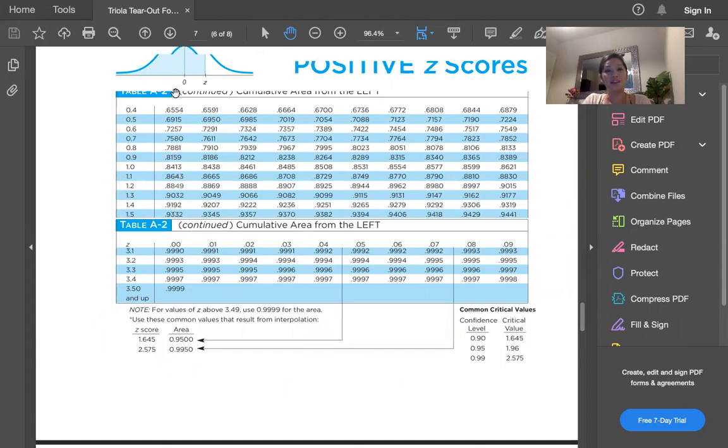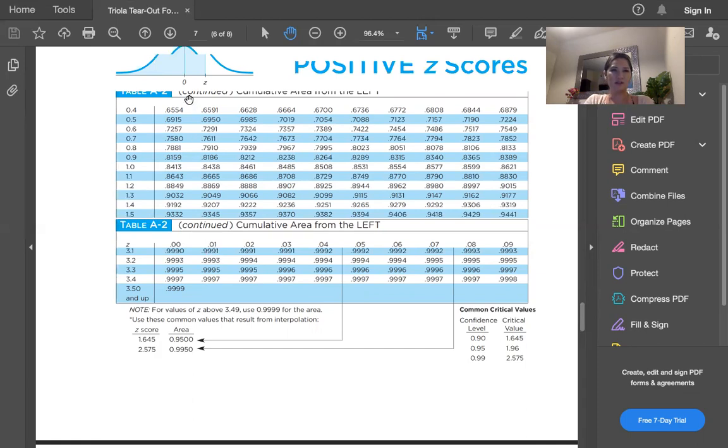Then the area to the left is 50%, which makes sense because the mean is 0. So the mean and the median happen to be 0. So 50% of z-scores lie below that mean, which is equal to 0, and then the other 50% lie above it. So when we're looking at positive z-scores, all of these areas, all these entries in the body of the table, represent areas to the left of that z-score.